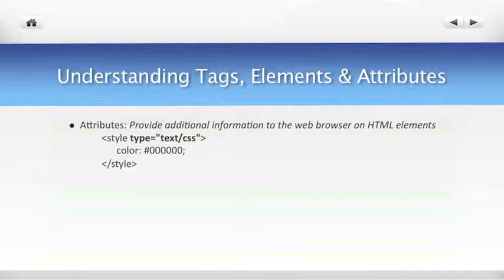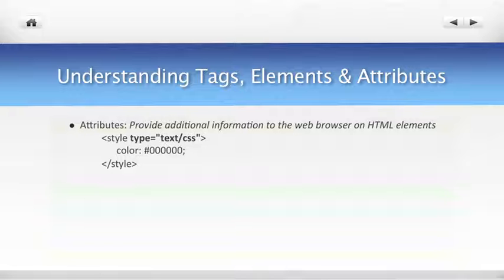For example, when we create a new CSS style element within a web page, we need to tell the web page that the style tag is going to be used to create CSS rules. We use the type equals text/CSS attribute. We use the type attribute to modify the opening style tag so that we can tell the web browser how that tag is to be interpreted.